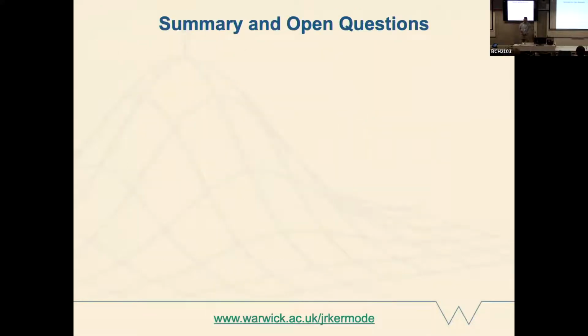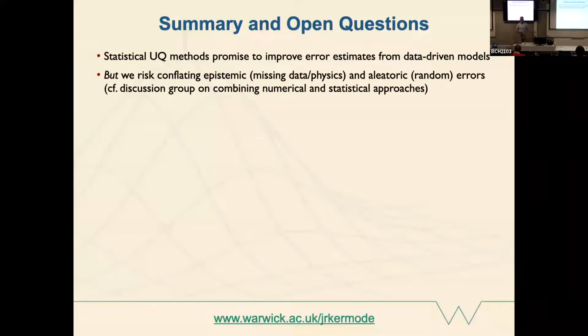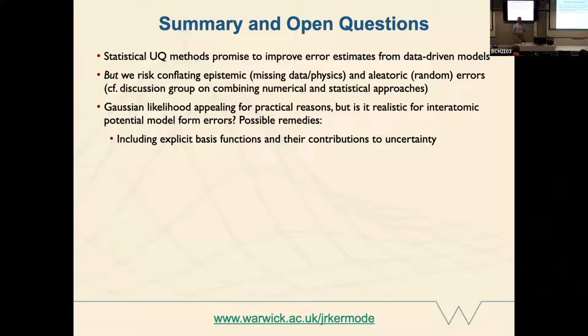I'm running out of time, but I just have a few things that we might want to talk about in discussion sessions. I think there's a lot we can do with statistical UQ methods, but we have to keep in mind that we're effectively conflating things that are not really statistical errors with truly statistical ones. That's something we're talking about in the discussion. Gaussian likelihood models are very appealing because we get analytic solutions, but we should consider whether the true distribution of differences between our models and our data really is Gaussian. There are different ways to address that, but the explicit basis functions I mentioned are one way to put a bit more physics into the model.